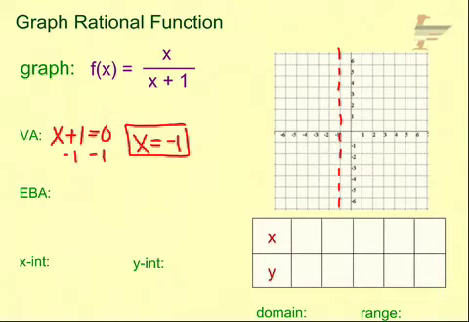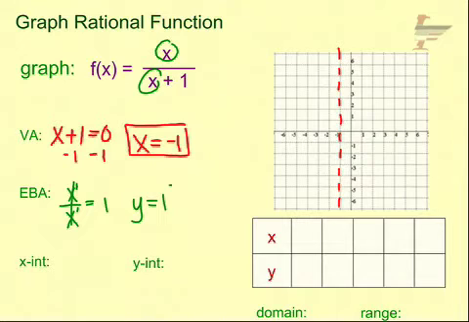End behavior asymptote: we take our leading term on the top, which is an x, over the leading term on the bottom, which is an x. Look for, is the bottom degree bigger? It's actually a degree of 1 and a degree of 1, so those are the same, which means we simplify. X divided by x is just a 1. So our EBA is y equals 1. Do that in red.